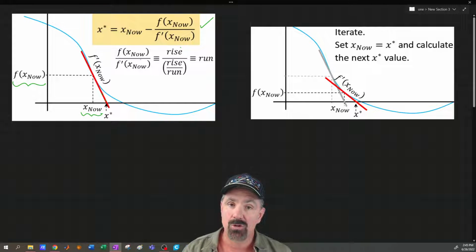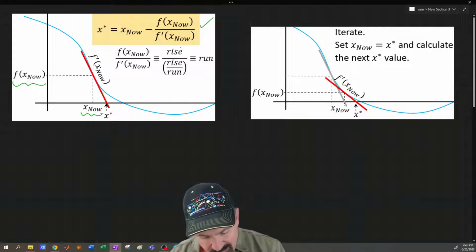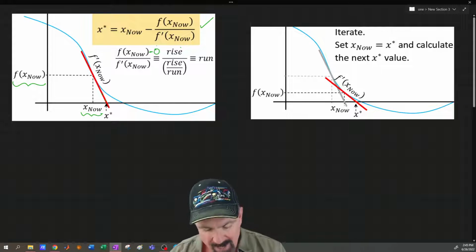Again, why is that true? Well, it's really the difference. It's the difference between f of x now minus 0.